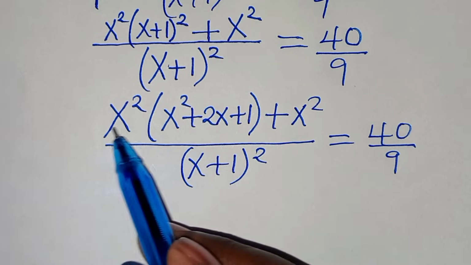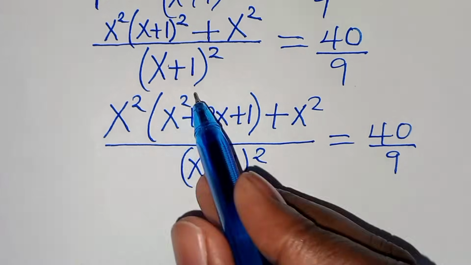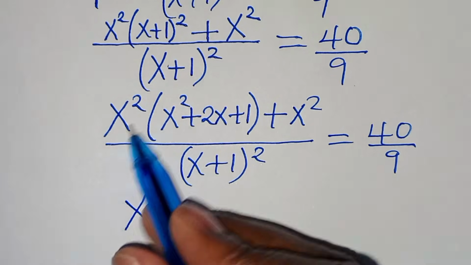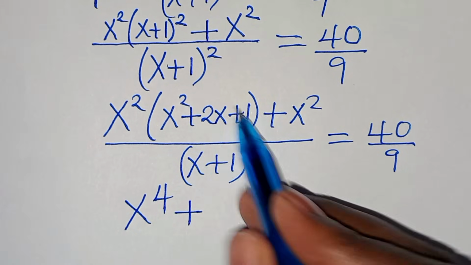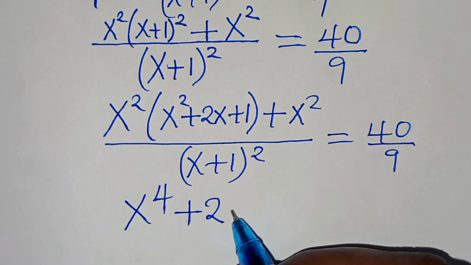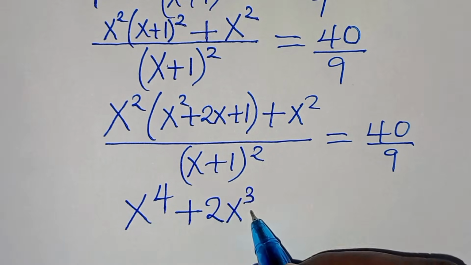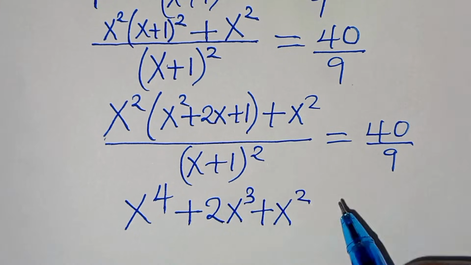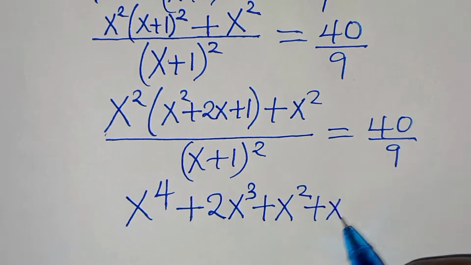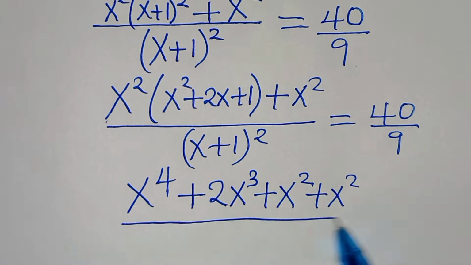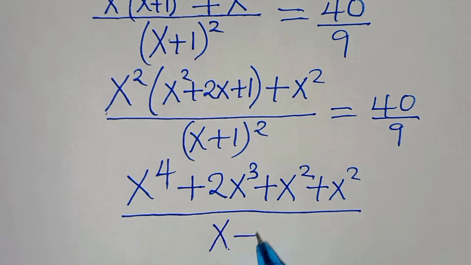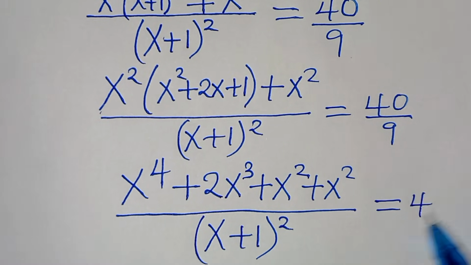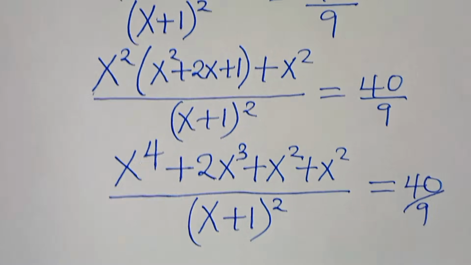Now, let's open the parentheses here. We have x squared times x squared. We have x to the power of 4. Then plus x squared multiplying by 2x. This becomes 2x to the power of 3. Then plus we have x squared times 1. This is x squared. Then plus x squared, everything here, divided by (x plus 1) raised to the power of 2. This is equal to 40 over 9.